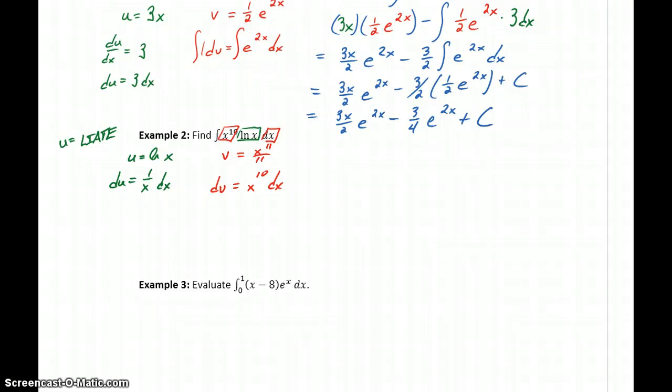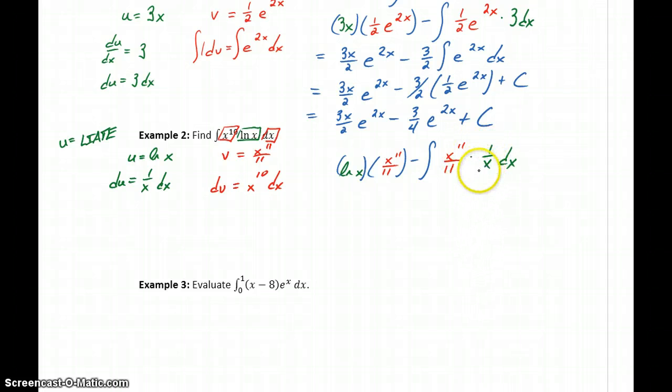So now we can set up our expression in that same form. We want u times v, so we want the natural log of x times x to the 11th over 11. So that's our u times v, minus the integral of x to the 11th over 11. So this is our v times du, so times 1 over x dx.